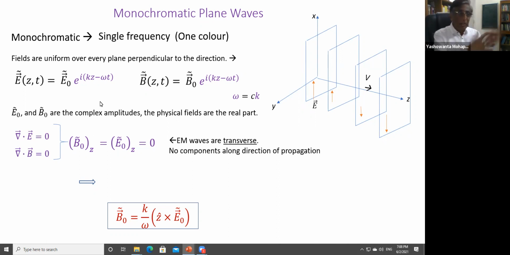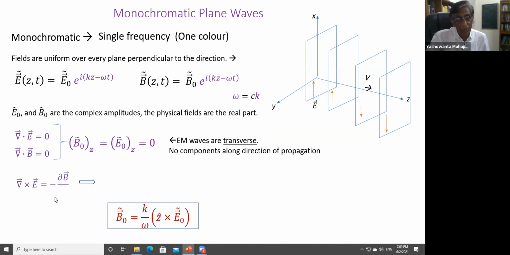So we have used the curl of the two of them, but we have to also impose the other two conditions. The fourth one doesn't give us much, but this divergence is equal to 0, and this ensures that the Z components of B naught and E naught are 0. This is the condition that makes electromagnetic waves transverse, that is, there is no component of the field along the direction of propagation of the light. That is why they're transverse waves.